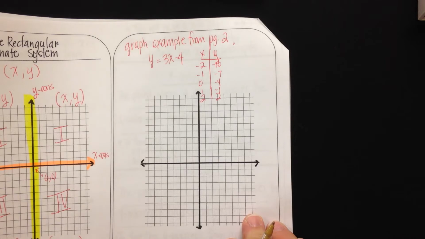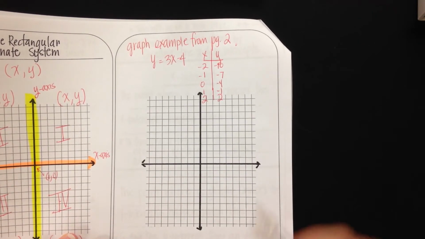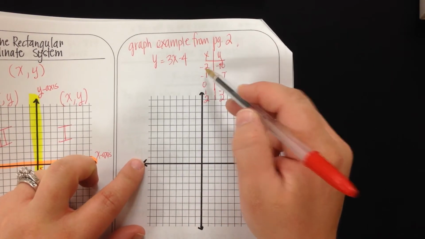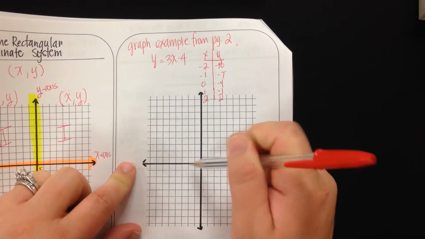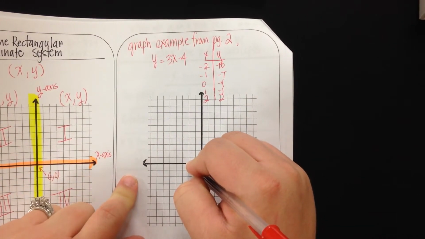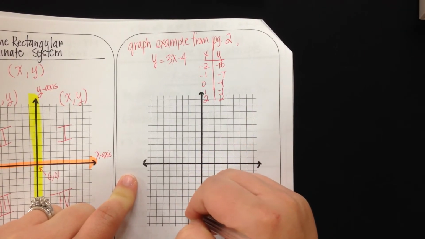And what we're going to do is we are going to plot them on our number line. So the first one, -2, -10. The x-axis is -2, so from 0 we're going to count back 2 places. Okay, y is -10, so we're going to count down 10 spaces. 1, 2, 3, 4, 5, 6, 7, 8, 9.